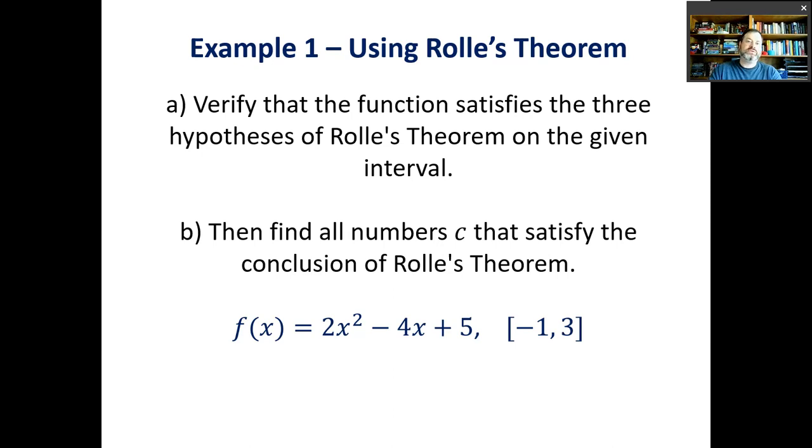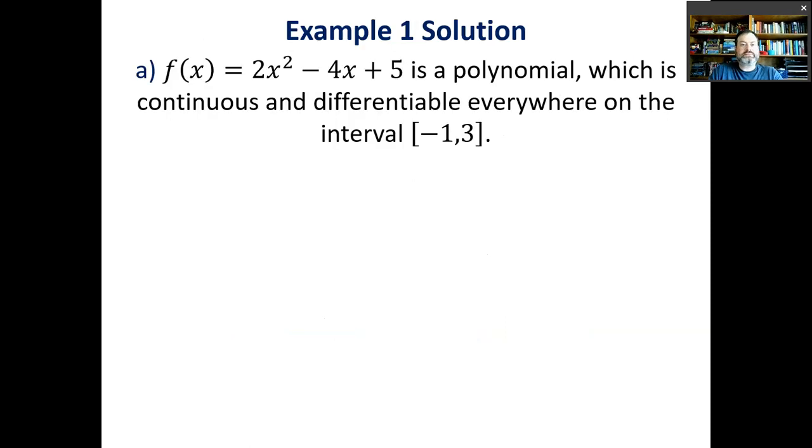And I'm going to show you how to use Rolle's theorem. We're going to verify that this function satisfies the three hypotheses of Rolle's theorem on the interval given, and then find all numbers c that satisfy the conclusion of Rolle's theorem. So Rolle's theorem: continuous, differentiable, endpoints equal. Well, that's a polynomial. Polynomials are continuous and differentiable everywhere, except possibly the endpoints. I just put everywhere, because nothing's differentiable at an endpoint.